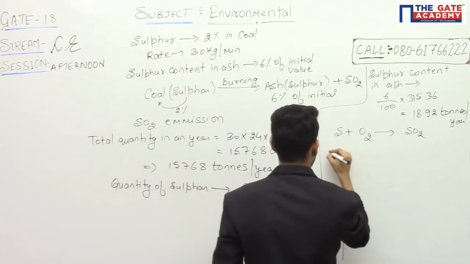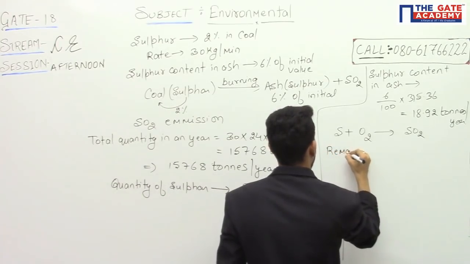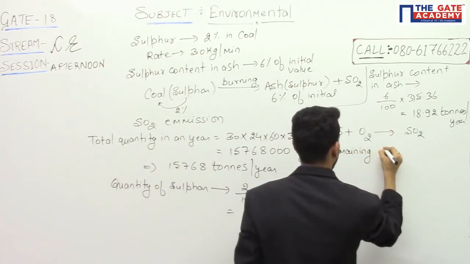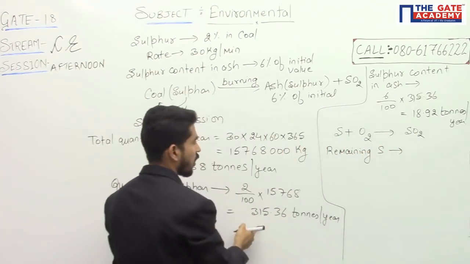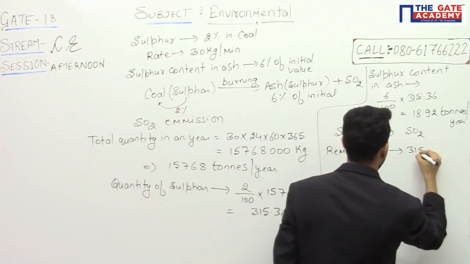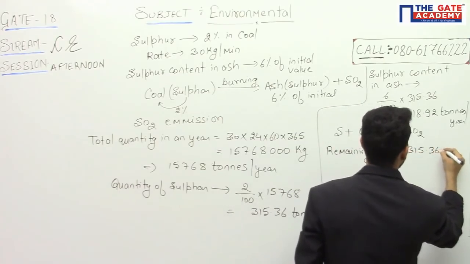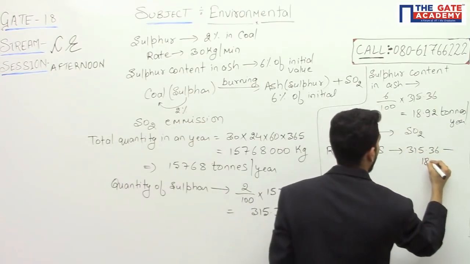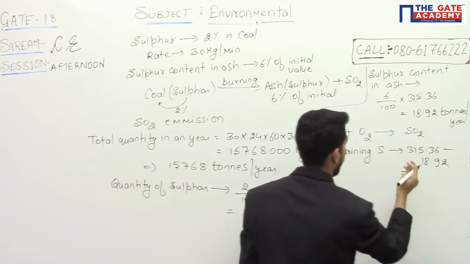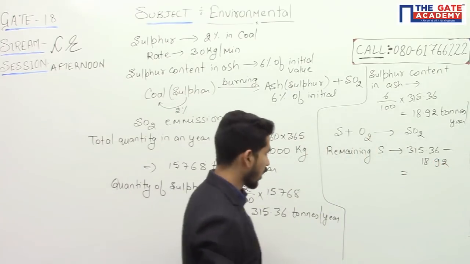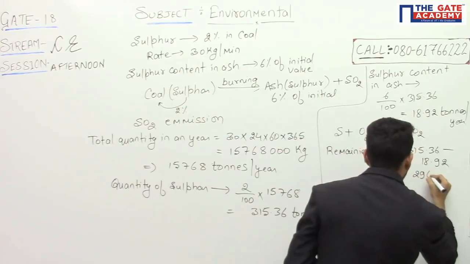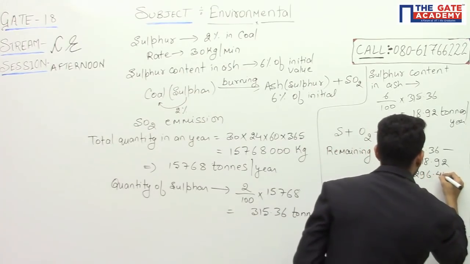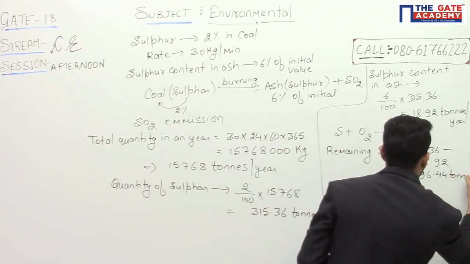So the remaining sulfur is this initial value, 315.36, minus whatever is the sulfur in the ash. So this is equal to 296.44 tons.